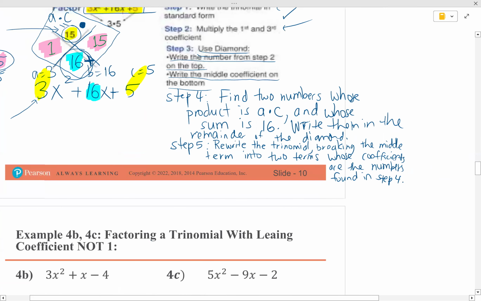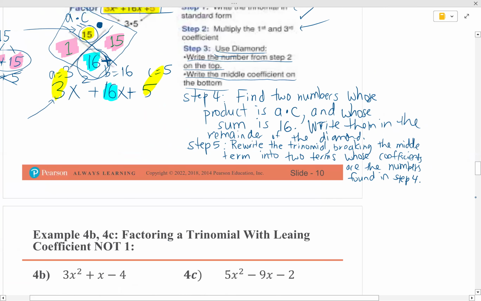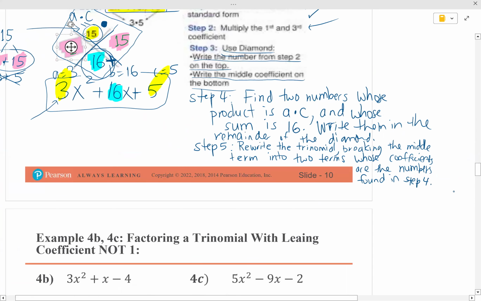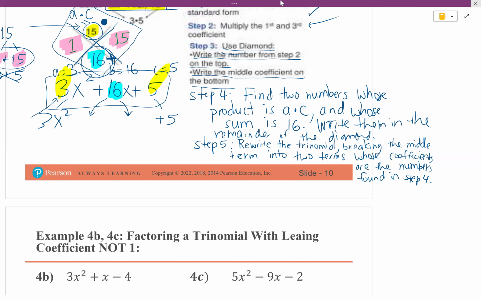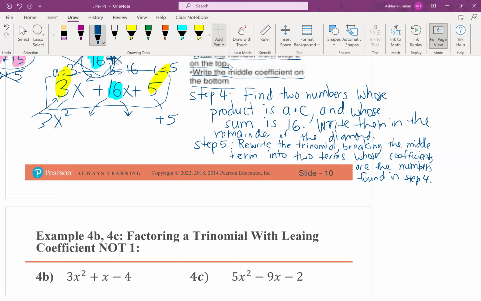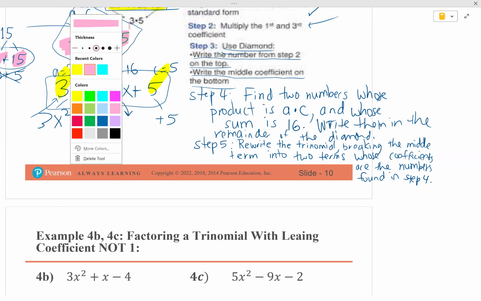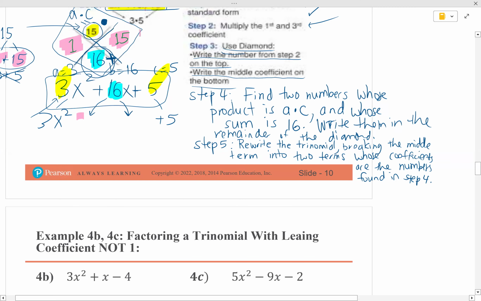So what I'm going to do is take the trinomial that I was given and rewrite it. 3x squared, the first term stays the same. The plus 5 stays the same. But the middle term I'm breaking. It was 16x, but now I'm going to rewrite it as two terms whose coefficients are the numbers I just found. So those, what were they, 15 and 1? And it doesn't matter what order they're in.